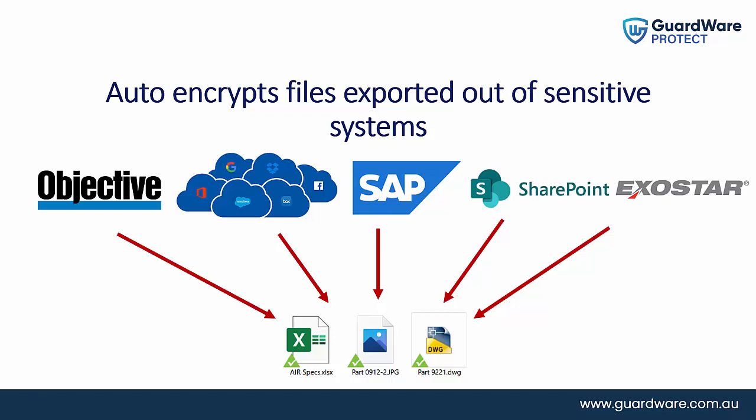In addition to data being uploaded into the systems, a major source of data loss is when data gets exported out of sensitive systems. Protect solves this issue once and for all. Data exported out of sensitive applications automatically gets encrypted and secured as soon as it gets downloaded. This ensures absolute security and control. The best thing is all of this is possible without any integration.